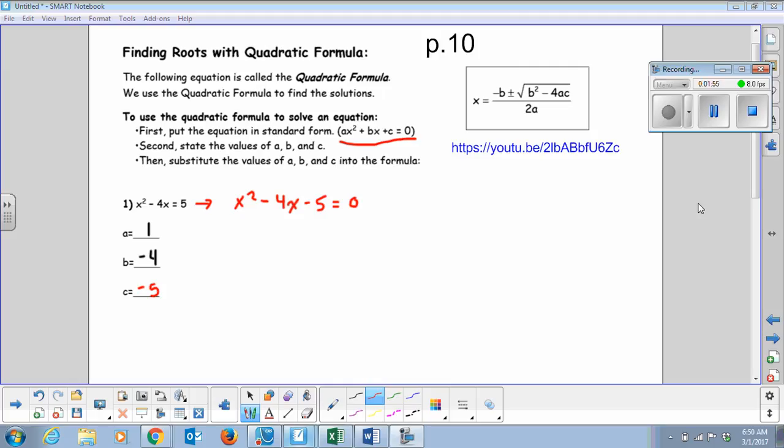So what I suggest you do now is pause the video, go through this page and page 11, and make sure they're set up where it's equal to 0 and figure out your coefficients.